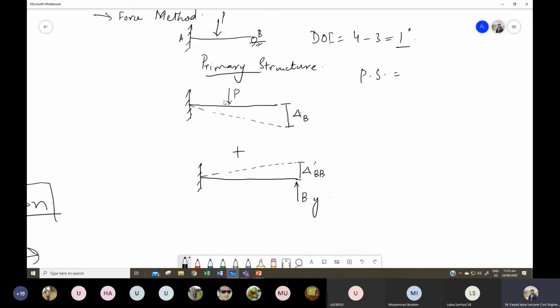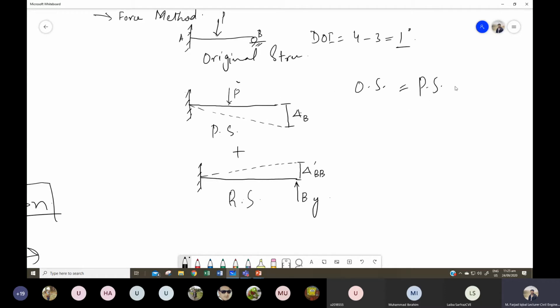Now, can I say that this particular beam or our primary structure is equivalent to this? Let's call this structure, in the book they usually call it the original structure. This is the primary structure and this is the redundant structure. So can I say over here that the deflection in our original structure is equal to the deflection in our primary structure plus the deflection in our redundant structure.